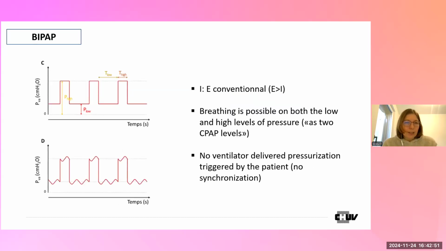Here, illustrated with some schemes, you have the BIPAP first, then you have conventional I/E ratio, meaning that expiratory time is bigger compared to inspiratory time. The patient can breathe on both the low and high pressure. You can see that in the bottom part of my figure. And there is no synchronization. Then the ventilator does its alternance between high and low pressure, and the patient breathes both on the low and high pressure levels, but without having any synchrony between the patient and the ventilator.